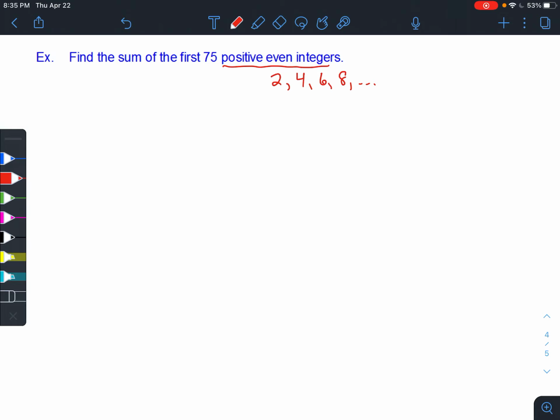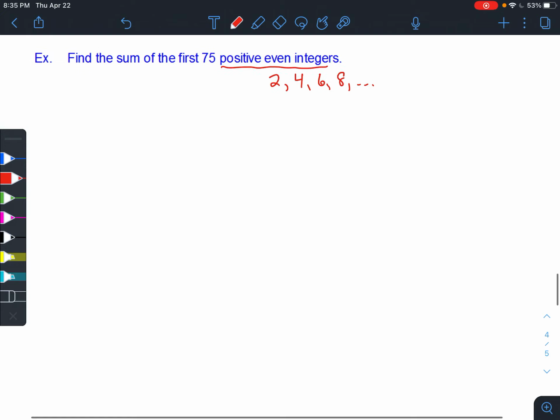So if I start thinking of the sum of the first 75 positive even integers, I can start saying, the sum of the 75 terms, because there are 75 of them. I probably should have said this earlier, but that pretty clearly says that n is 75, because there are 75 terms, and n is the number of terms.